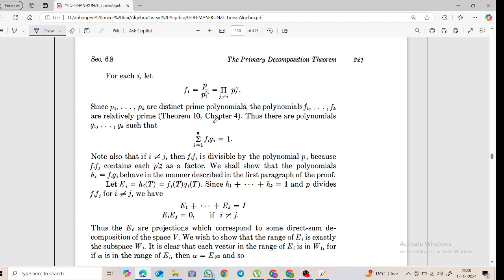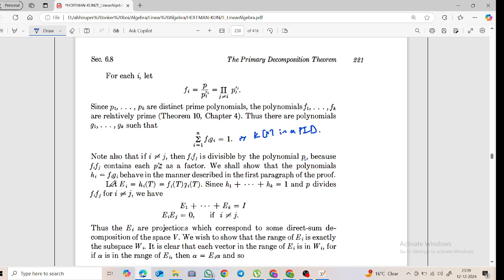So they have said to define Fi to be P by Pi to the power Ri. Okay. Now observe that these are relatively prime, right? Since they are relatively prime, there are Gi such that the summation of Fi Gi is 1. This is because F[x] is a PID. Note also that if i not equal to j, then Fi Fj is divisible by the polynomial P, right? This is true. Fi Fj is divisible by P.